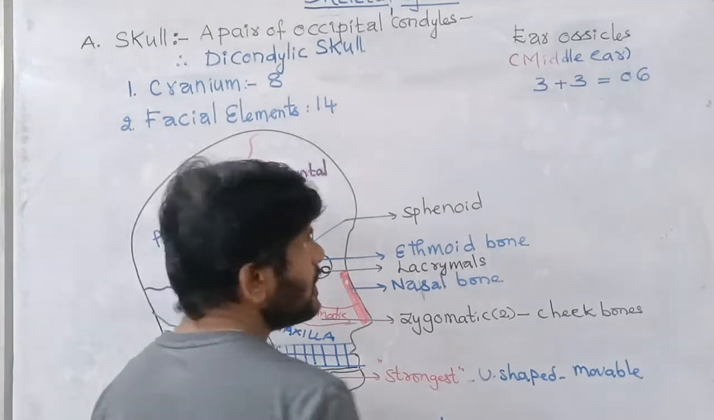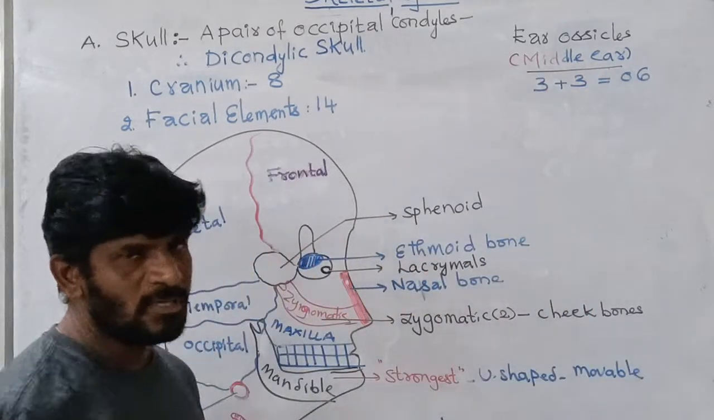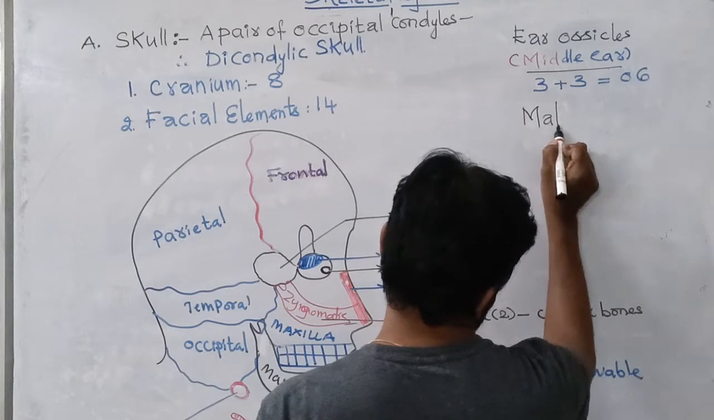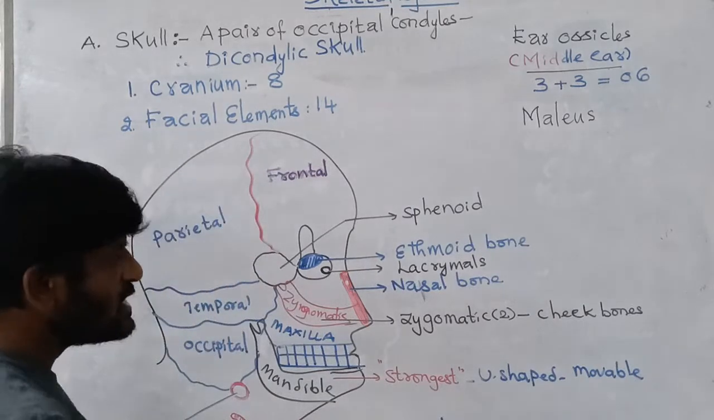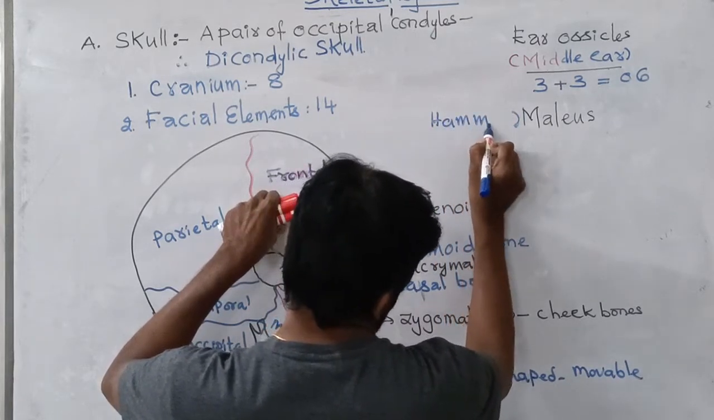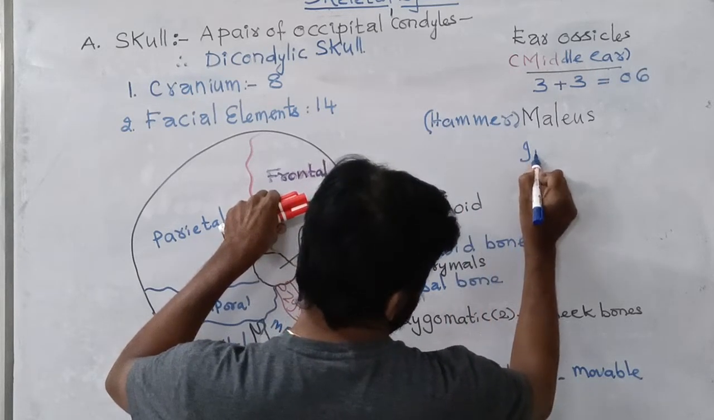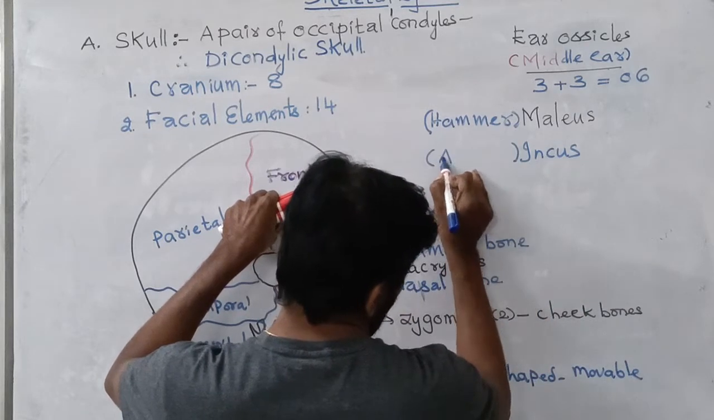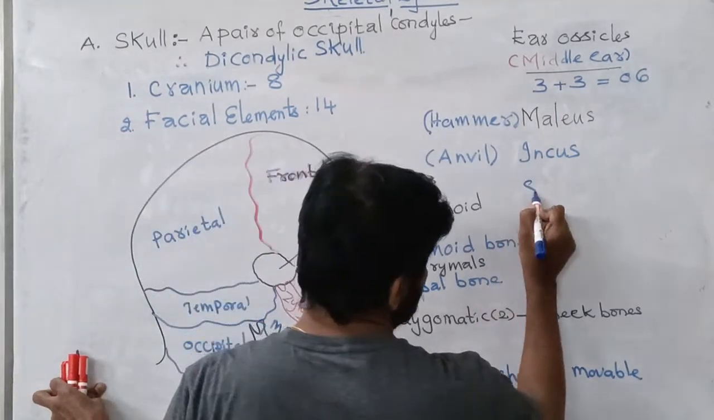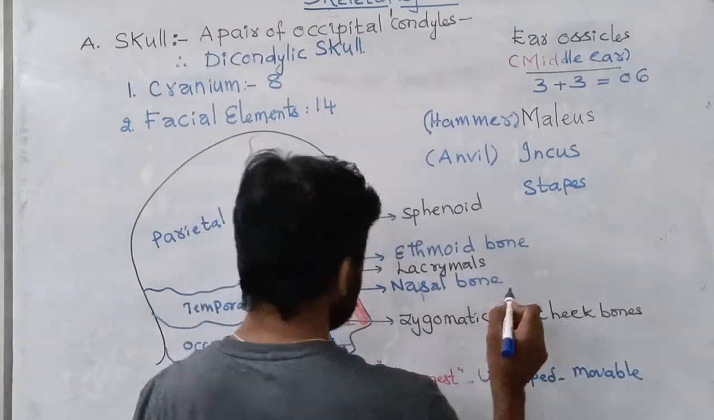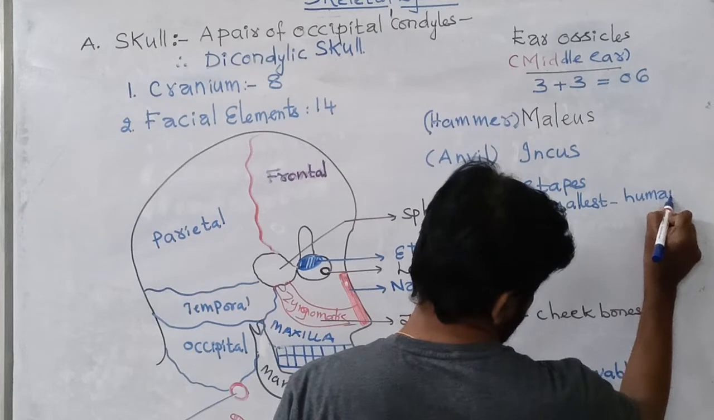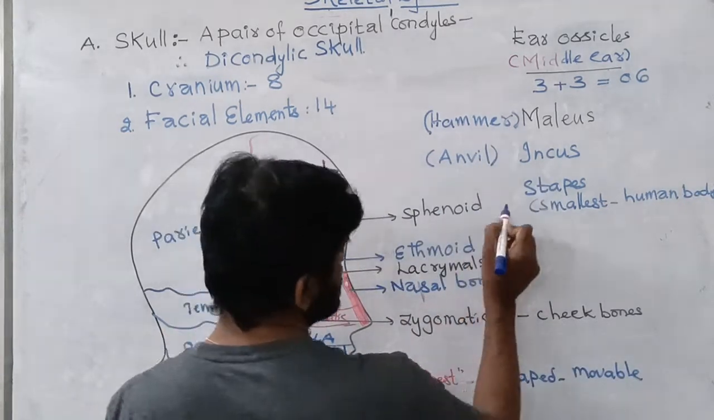So what are the three ear ossicles present in the middle ear of human beings? Not only in human beings, in all mammals there are three ear ossicles. I read the names of the ear ossicles here. One is the malleus. Malleus is commonly called the hammer bone. Incus is the anvil bone, common name. And one more, stapes. Stapes is the smallest bone in the human body. Stapes is commonly called the stirrup.